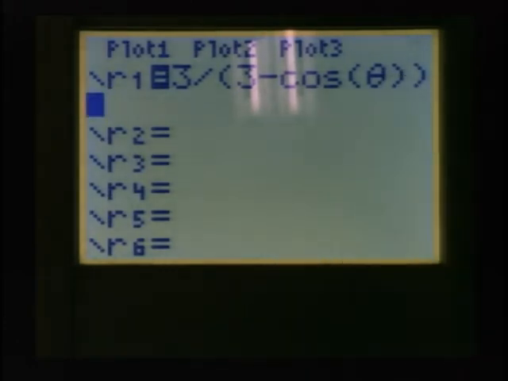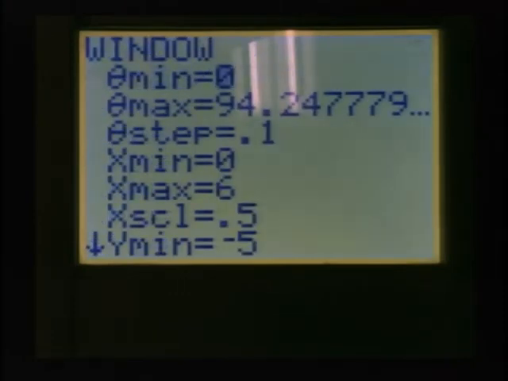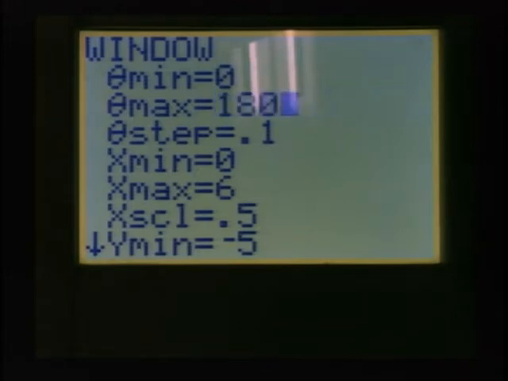Now, we have to set a viewing window. We have control over the graphing. Let's let it go from 0 to, why don't we just say, 180 degrees, and let's let it draw every 5 degrees. And then let's set up a viewing window. I'm just looking at the equation, thinking about how big this thing is going to be. And if you scratch your head and think about it a little bit, I'm going to make a guess.